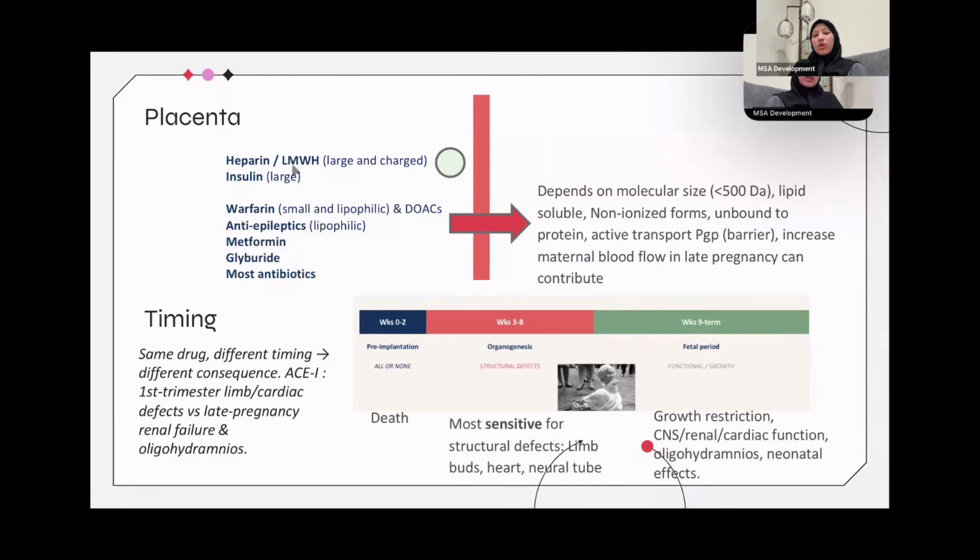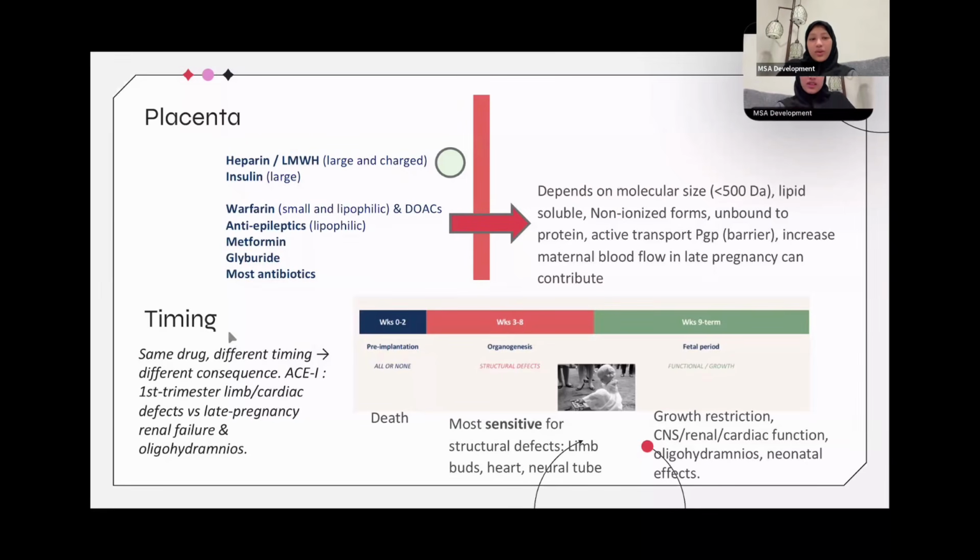However, heparin, low molecular weight heparin, which are large and charged molecules, and insulin for diabetes, will not pass and they are safe for pregnancy. Now, there's another active transporter called PGP. It is present in the uterus itself, and it acts as a barrier. So you can just remember that there is something there. It's usually a barrier.